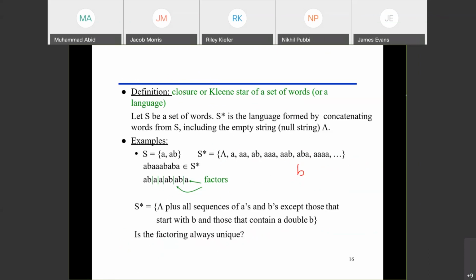Okay, Riley says, is all Kleene star expansion infinite sets? Yes, all Kleene star expansion gives infinite sets. You are right, Riley. Very nice. So why does Kleene star always bring lambda?